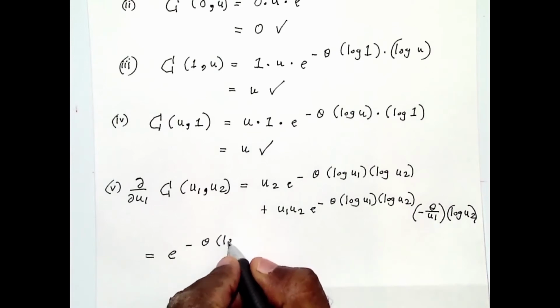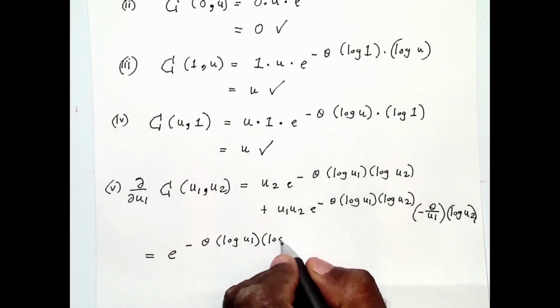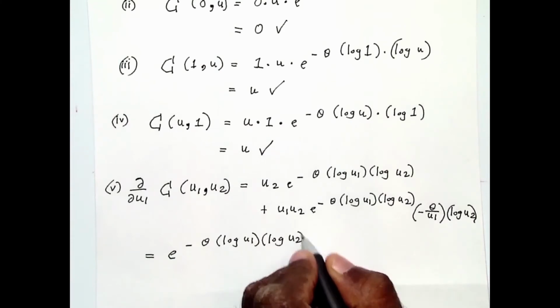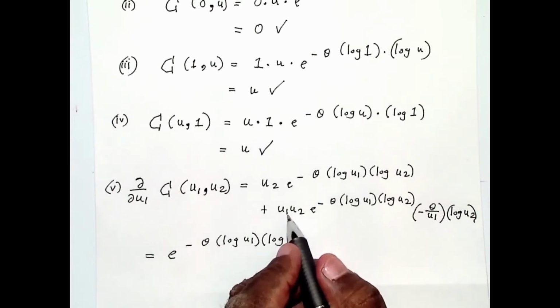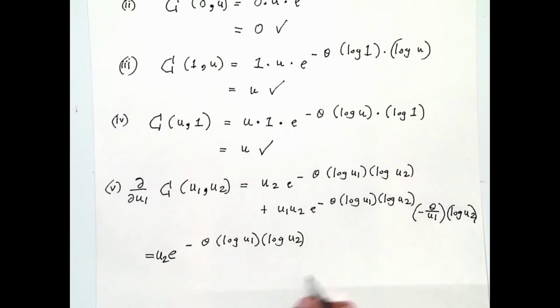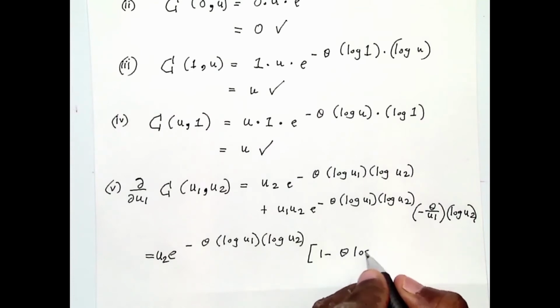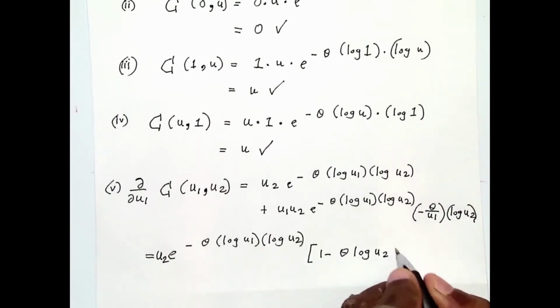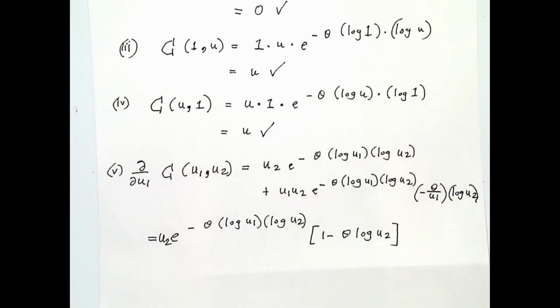common term. Right, and then the u1 here and the u1 cancels. u2 is a common term too, so you can pull out the u2 here. Then you have 1 minus theta times log of u2. Right? This is what you have. Now we need to show that this is non-negative.